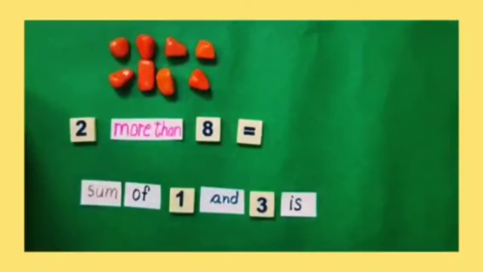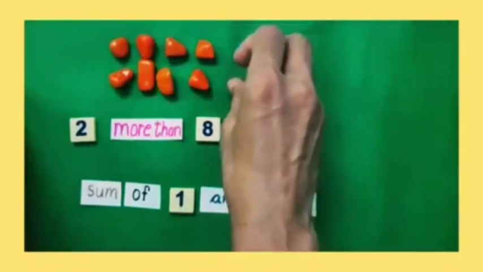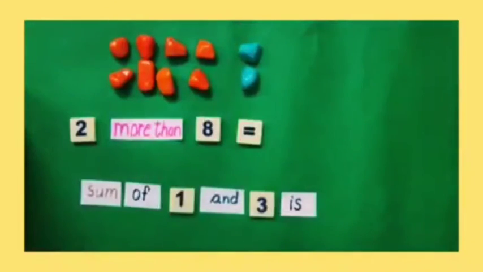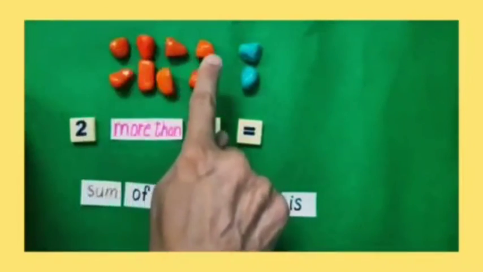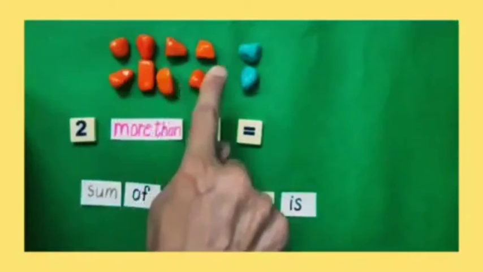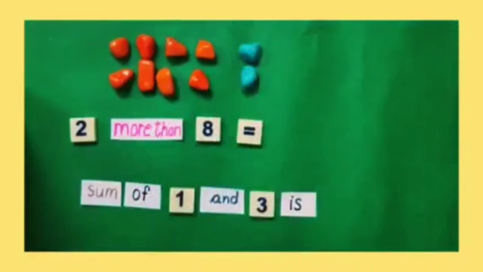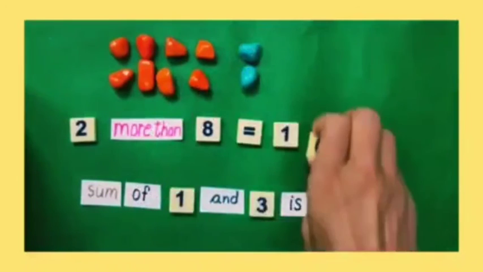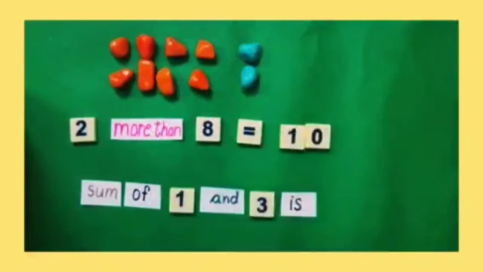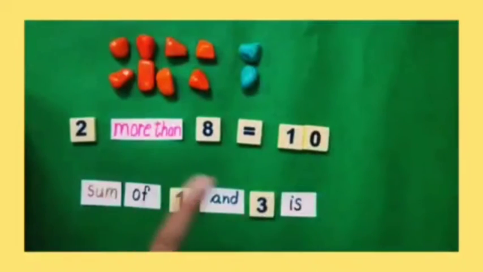2 more than which number? 8. So I am taking 2 more. So now it will become 1, 2, 3, 4, 5, 6, 7, 8, 9, 10. So 2 more than 8 is equal to 10. Clear, children? In this way, you can fill the blanks also. You can do the sums. These are horizontal way sums also. In blanks also it comes like this.